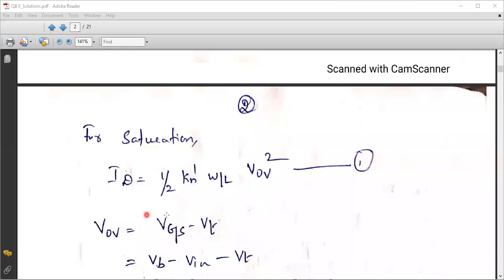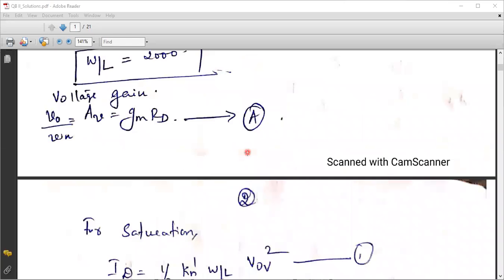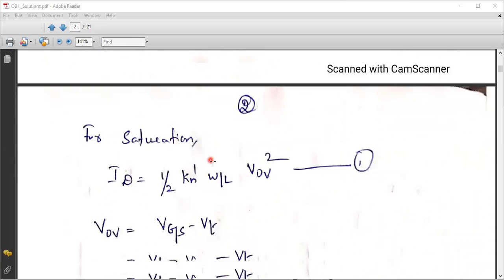Clear, students? Any doubts regarding this? Why have I taken saturation? Because I need to find the maximum voltage gain. So the linear amplification will take place in the saturation region for a MOSFET amplifier.